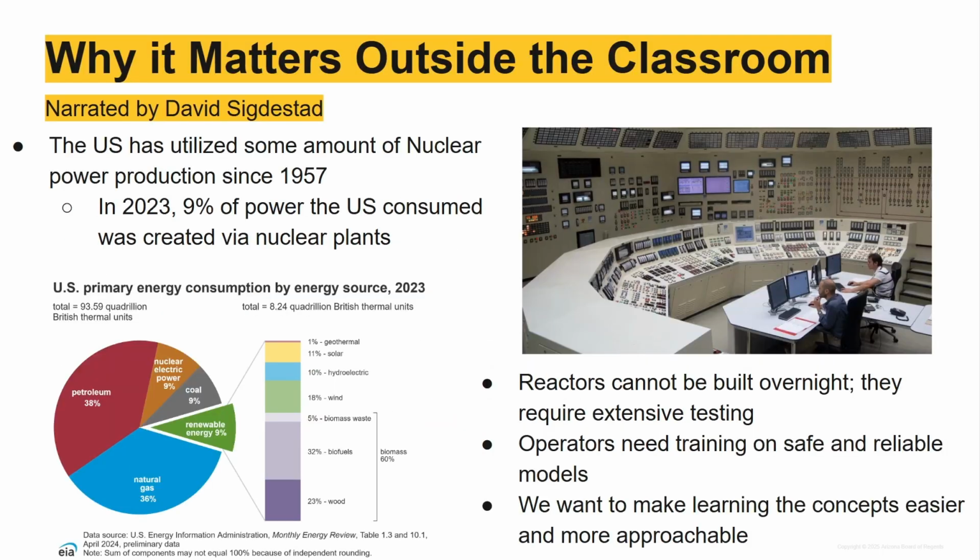Now that we've specified the scope of our project, I'm going to talk about why it matters to you. Since 1957, the US has utilized some amount of nuclear power production. In 2023, almost 10% of the power that we consumed was from a nuclear plant. Reactors aren't built overnight. They require extensive testing and significant design for safety and other features. The designers need a way to test the reactors, and the operators need a way to train on models. We're trying to make these concepts more approachable for the designers and for the general public.